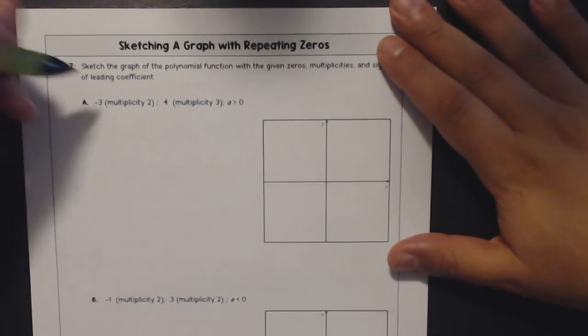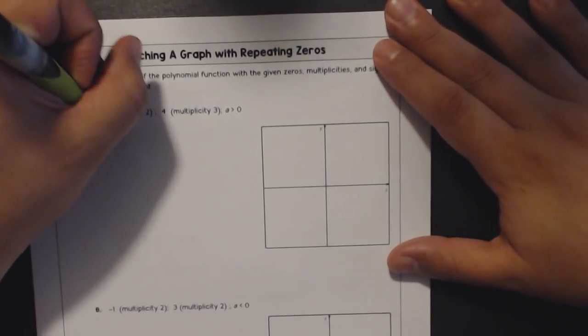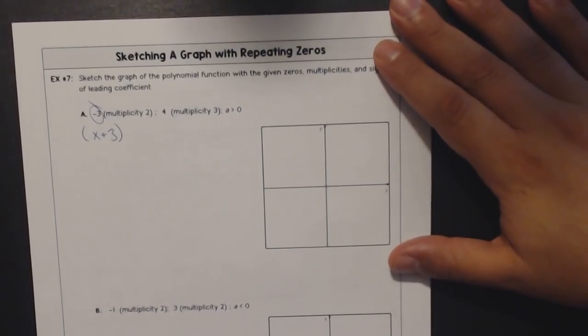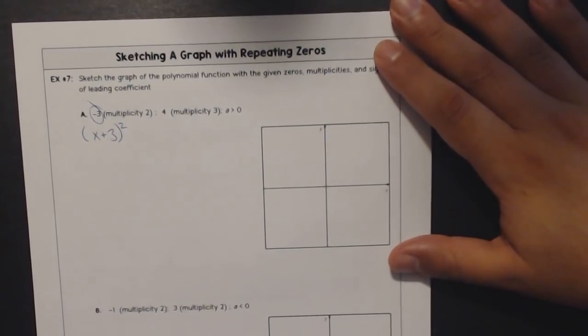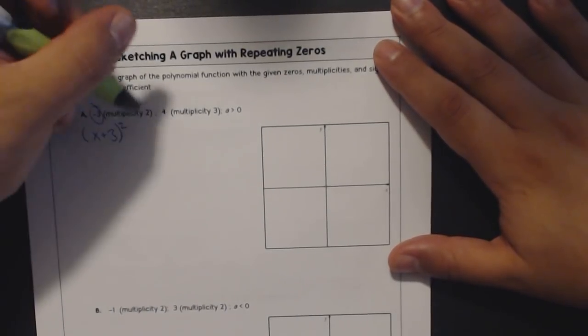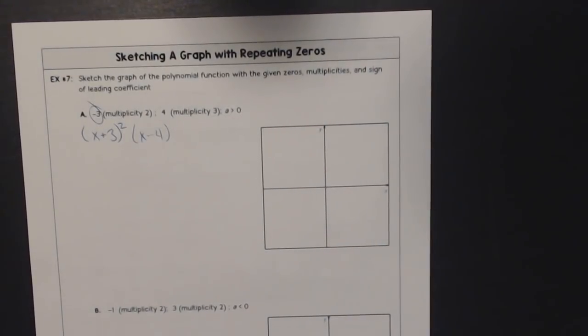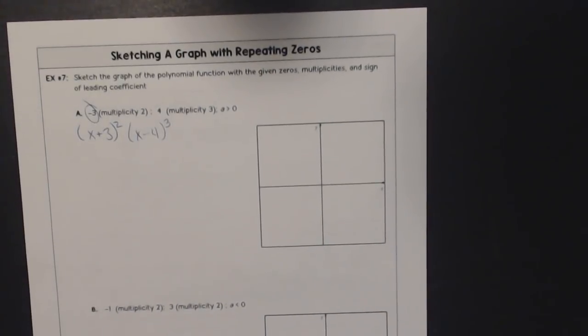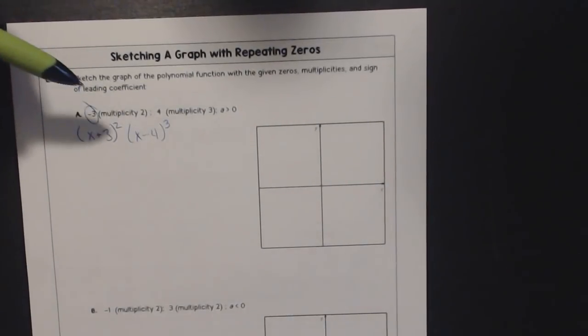So we're told that -3 is a 0. That must mean that x plus 3 is a factored form of this. And it's a multiplicity of 2, so there's some kind of x plus 3 squared. With that, we're also told that 4 is a 0. That must mean that we have an x minus 4 as a factor. And it has a multiplicity of 3, so there should be a cubed. And we're also told that a is positive. So what that means is that end behavior-wise, once we determine the highest degree, we can figure out where the arrows go.